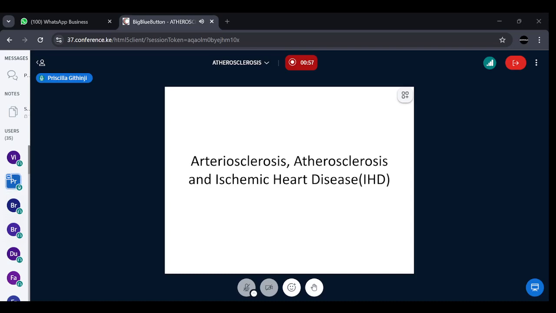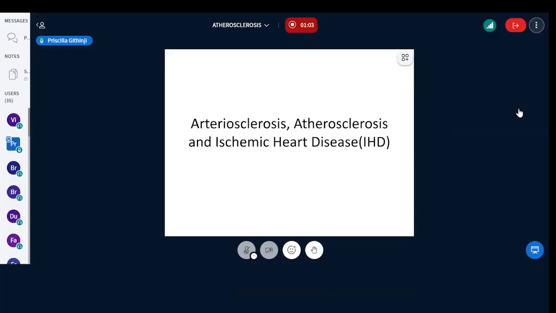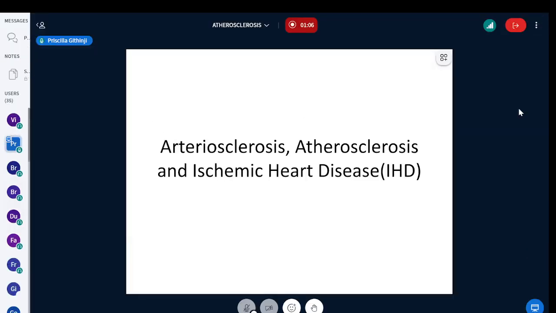Systemic pathology: we're going to look at blood vessel disorders, and then touch on how blood vessel disorders affect the heart. So today we're going to discuss a disorder referred to as arteriosclerosis, and then we'll look at atherosclerosis and its role in ischemic heart disease.